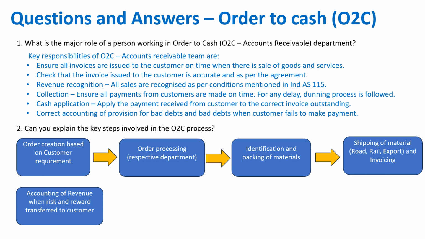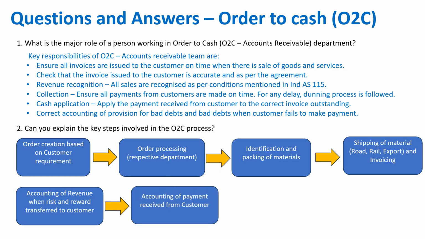Then accounting of revenue when risks and rewards transfer to the customer. So as per Ind AS 115, revenue can be recognized only when the risks and rewards transfer to the customer. Hence, the O2C team has to validate at what point of time the risks and rewards are transferred to the customer. And the last is accounting of payment received from the customer. Once you get the payment from the customer, you have to ensure that it is correctly accounted so that the balance is not outstanding for the customer.